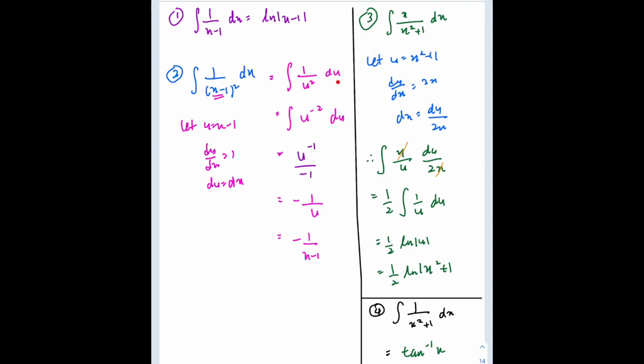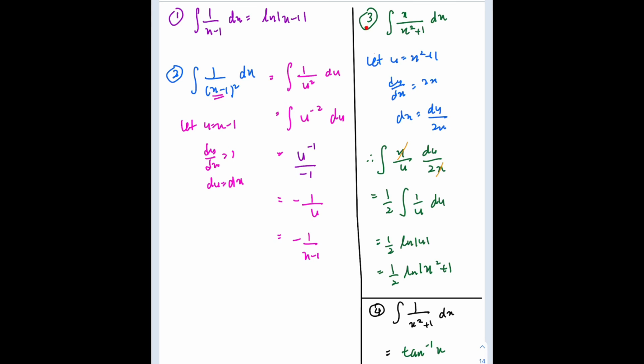So this is just integrate u to the power of negative 2. Bring the power up. So this is easy to integrate. Add 1 to the power, divide by the new power. So u to the power of negative 1 over negative 1. So this is just negative 1 over u. And let's back substitute our u. Therefore, the answer is negative 1 over x minus 1. So settle with that. Let's proceed to number 3.